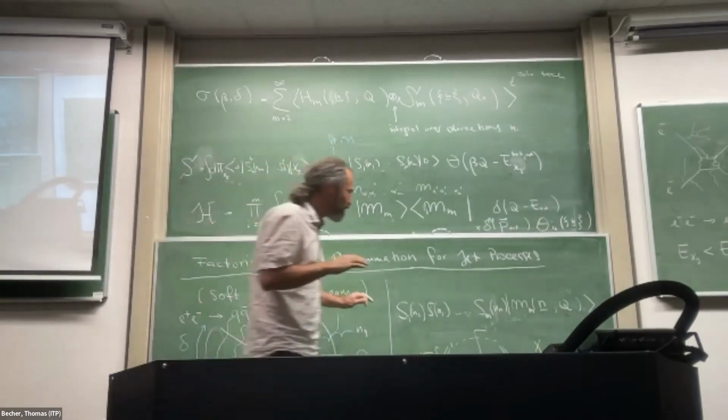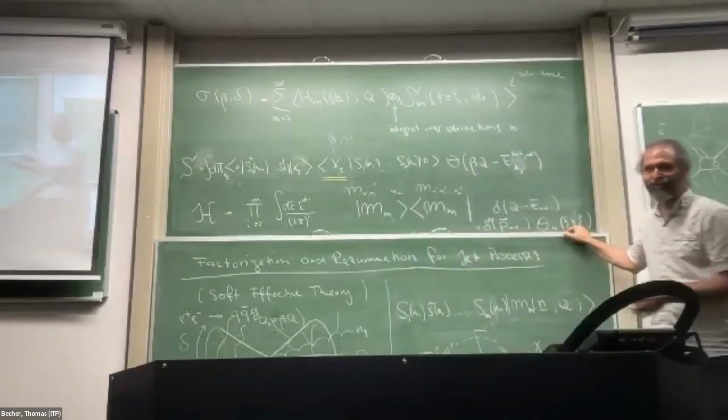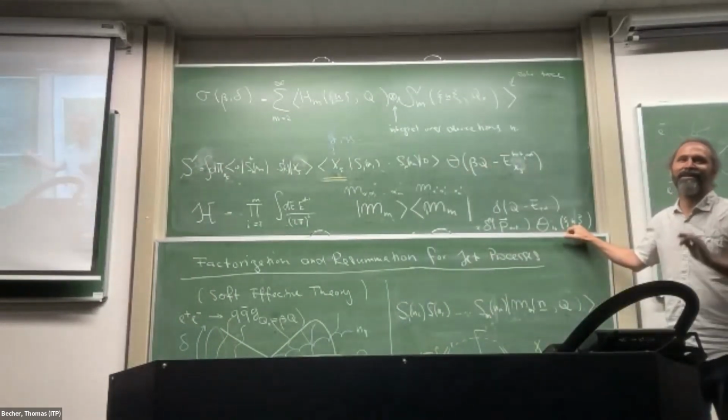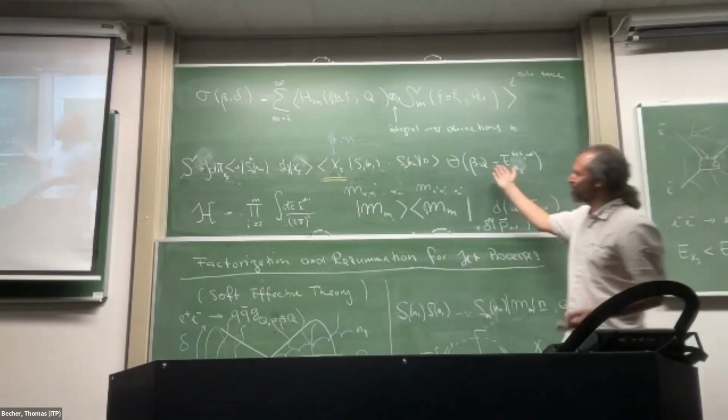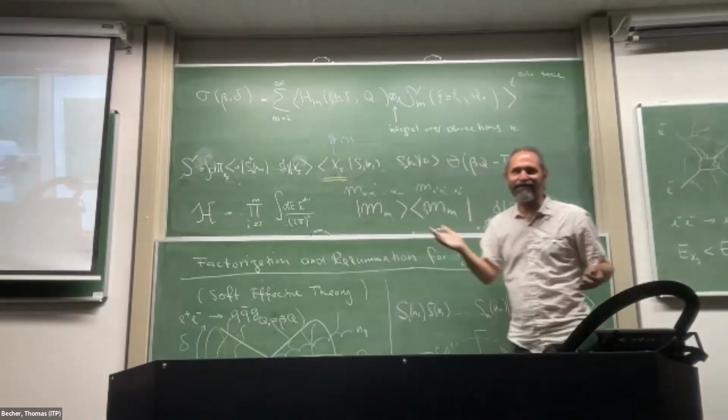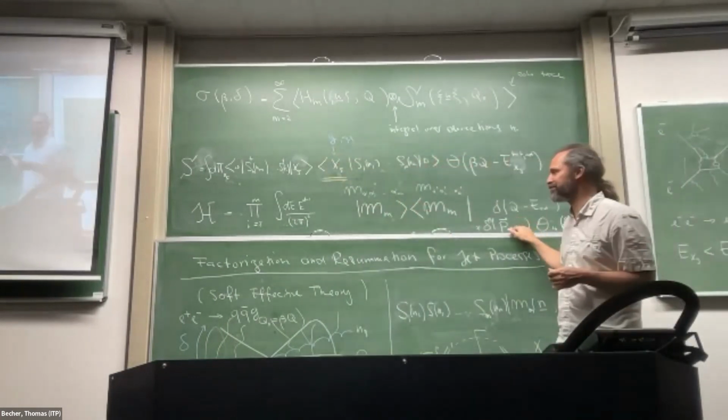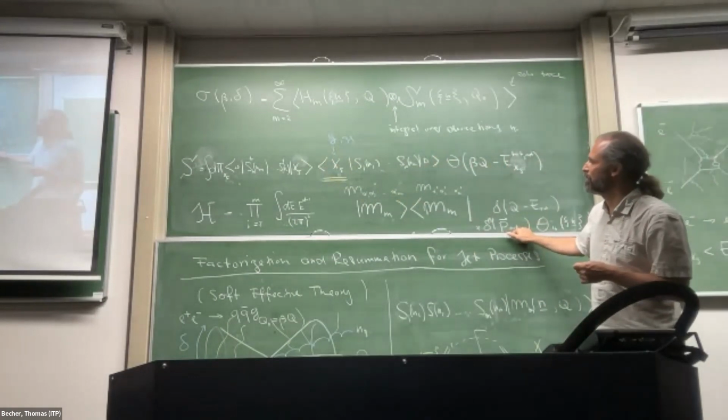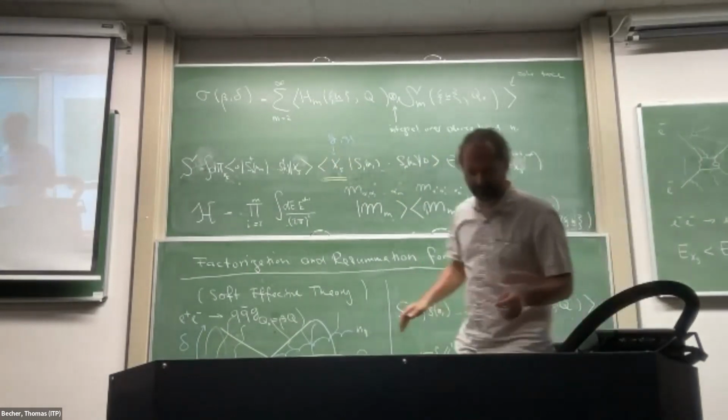And in principle, all the color contractions are the same we would do in a regular amplitude. The only painful thing is I have to do this for an arbitrary number of things. So this is the factorization theorem.